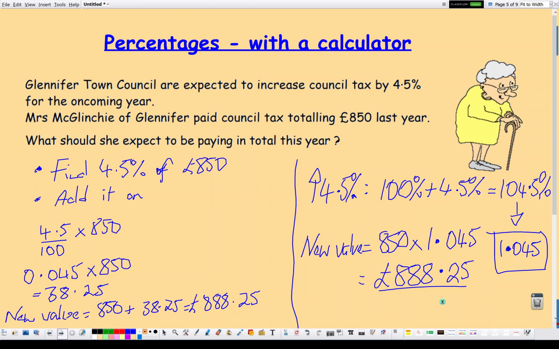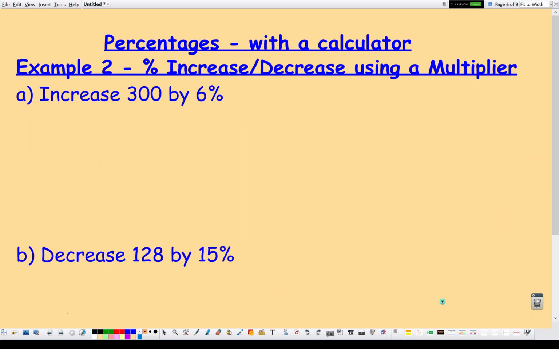Okay, so we're going to do some examples on that. This is example 2. So copy these down with me just now. This is percentage increase decrease using a multiplier. So I'm going to do these two with you. You're going to copy them down exactly the way I do it, and then you should be ready to try the exercise. So the first one is quite simply increase 300 by 6%. So rather than finding 6% of 300 and then adding it on, we're going to do it a more efficient, a more mathematical way and use our multiplier.